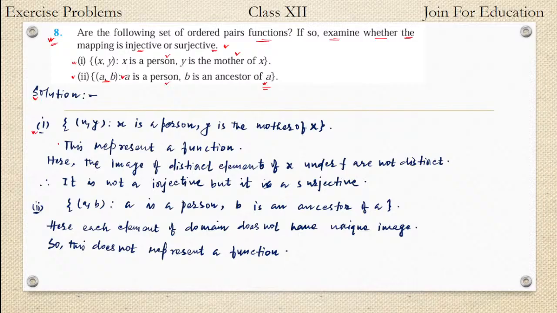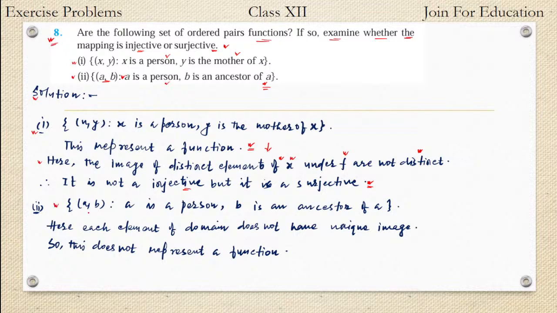This is the first question. This represents a function, and the reason is here: the images of distinct elements of x under f are not distinct. It is not injective, but it is surjective. Okay, it is not injective, but it is surjective.